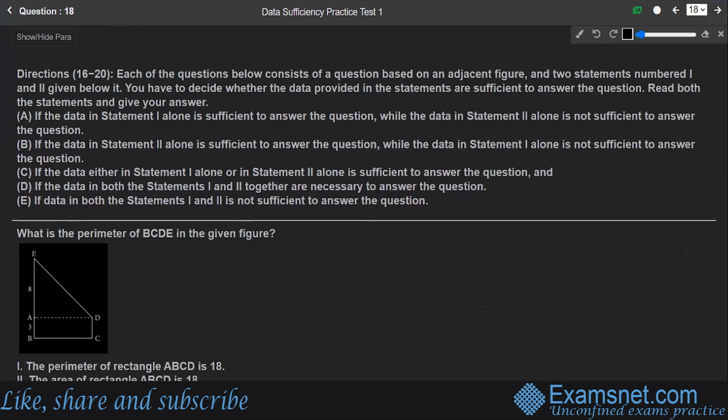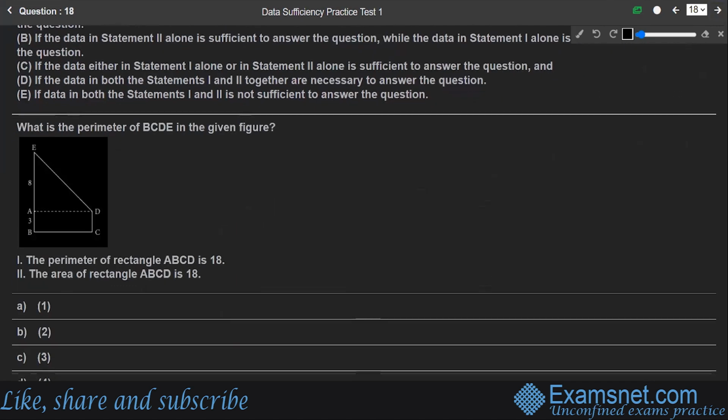Second question. Now let us see the diagram again. What is the perimeter of BCDE in the given figure? Perimeter means the sum of the lengths of the sides. So we are supposed to add B, C, D, and E, and be able to answer the question. So the figure is already drawn.